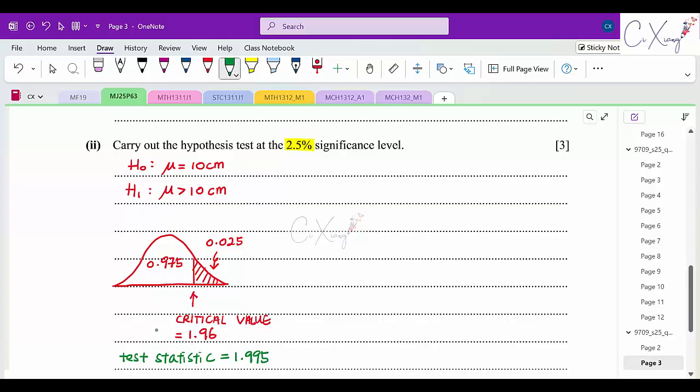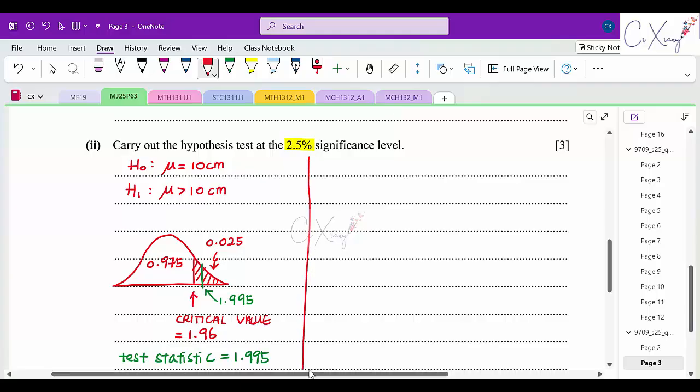And I want to put it inside the diagram. Where is the 1.995 basically? So 1.995 will be here after the 1.96. And very obvious, you can see that 1.995 falls under the rejection region. Okay? But usually when we carry out the test, we still need to write out a comparison statement.